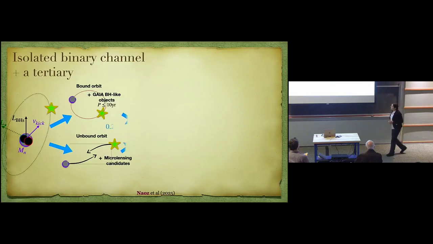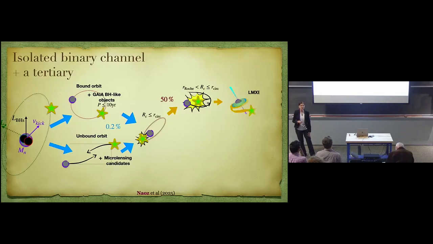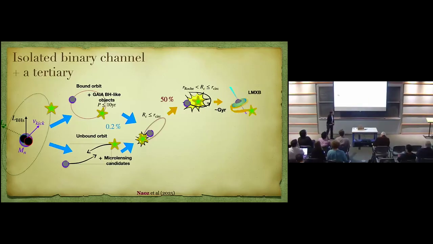So that was these ones. Another thing we found is that in some cases we cross the circularization radius, and not surprisingly it is divided 50-50. In 50% of the cases, we were above the Roche limit and smaller than the circularization radius. That means that after hundreds of millions of years, to 2 gigayears, I would expect the system to circularize and form a low-mass X-ray binary when the star evolves beyond the main sequence.